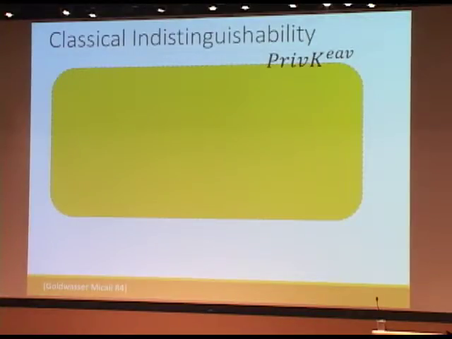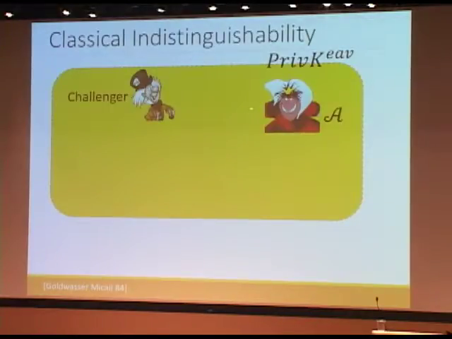It's called the private key eavesdropper game. It's a game between the adversary and the challenger. It's pretty simple. The adversary sends a message to the challenger. The challenger flips a random bit, and depending on the outcome, he either encrypts this message, call this C, if the bit is 1, or he encrypts the zero message of the same length as the message M, if the bit is 0.